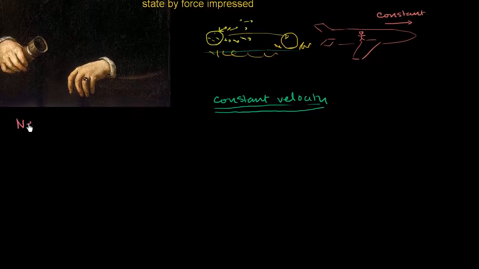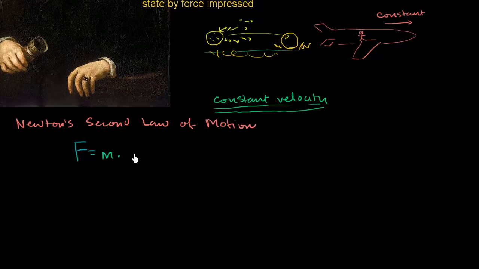So Newton's second law of motion. And this one is maybe the most famous. They're all kind of famous. Actually, I won't pick favorites here. But this one gives us the famous formula: force is equal to mass times acceleration. And acceleration is a vector quantity, and force is a vector quantity.